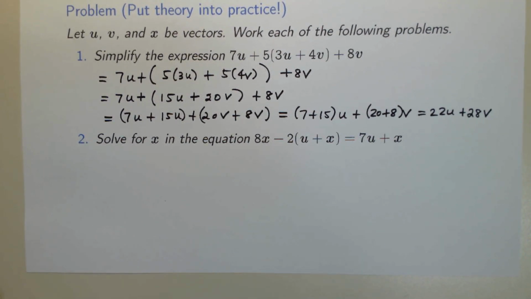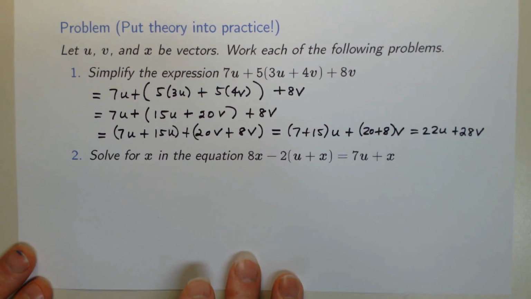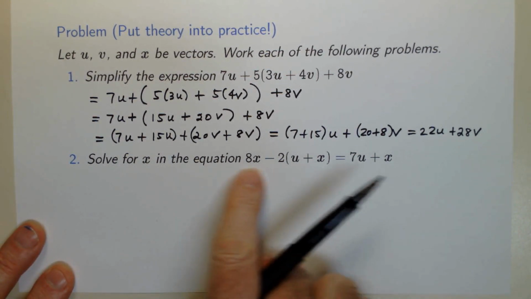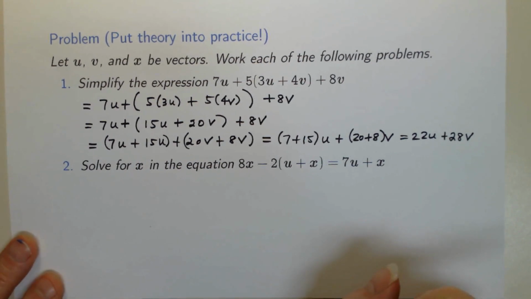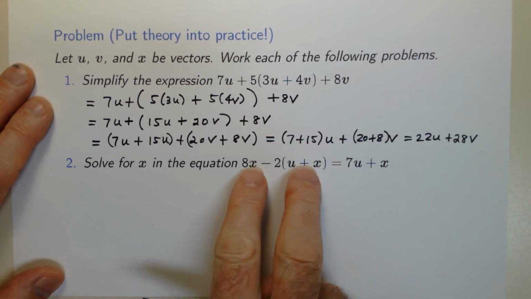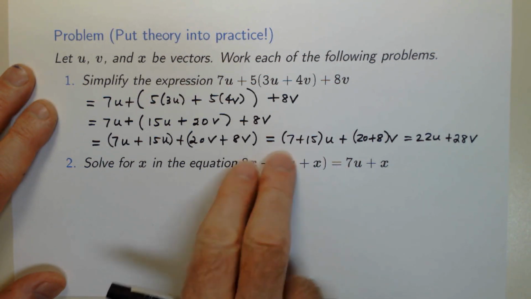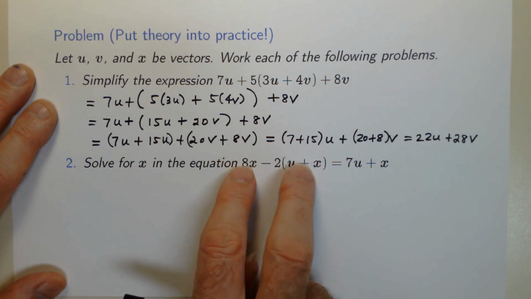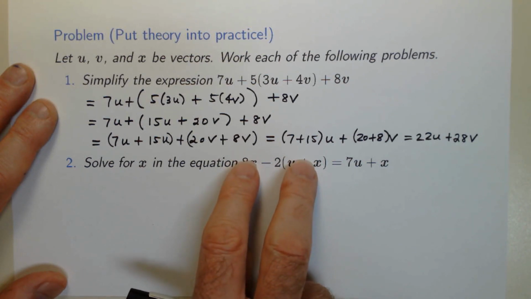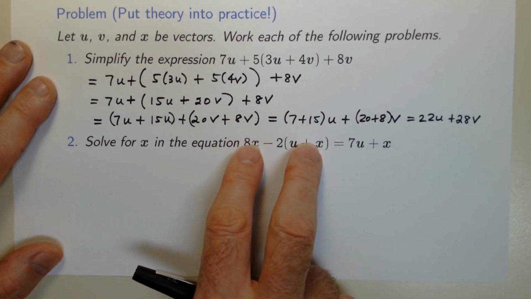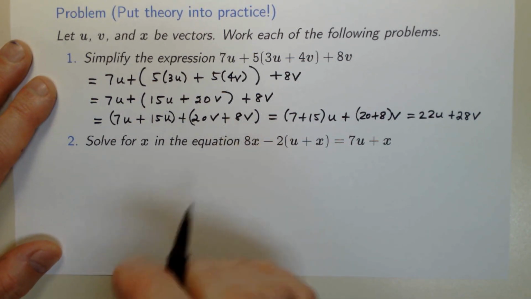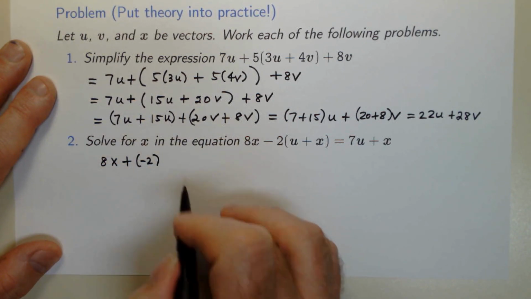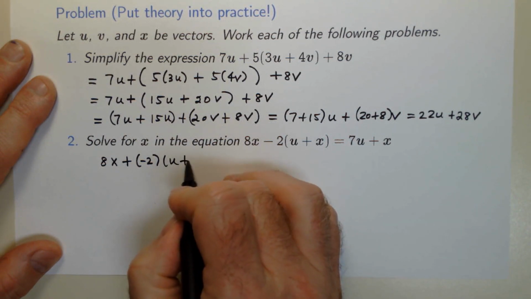Simplifying an expression is a very important task. It's nice to be able to do that quickly and confidently. Now I want to solve for x in this equation. What I'm going to do first is work on this left-hand side. Most of my work initially is going to be over here. The first thing I want to do is, this is really a difference between two vectors, a vector subtraction, and I want to use my idea that I can always write a vector subtraction as a vector addition. So just on this left-hand side, I can write this as 8x plus a negative 2 times u plus x.